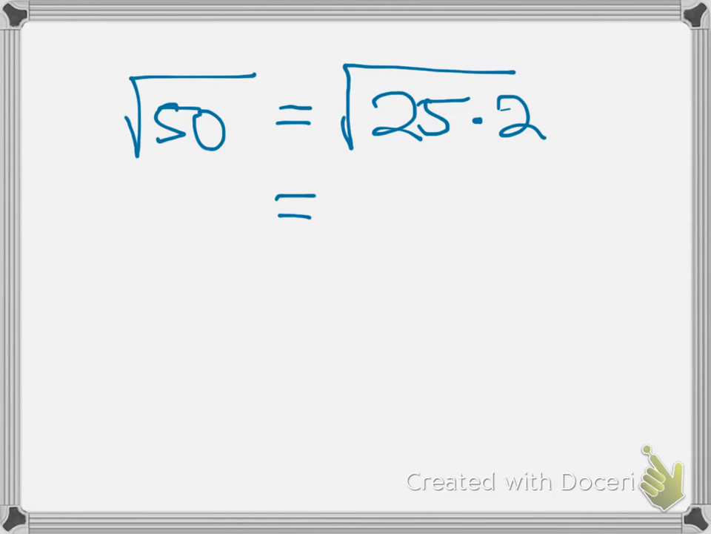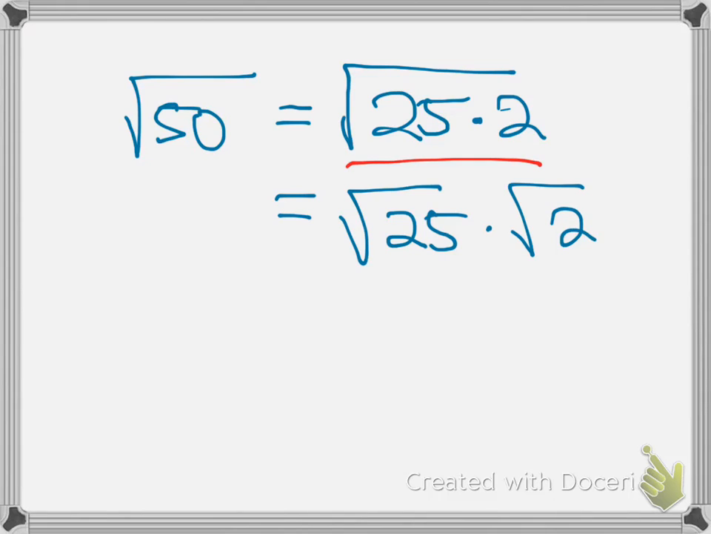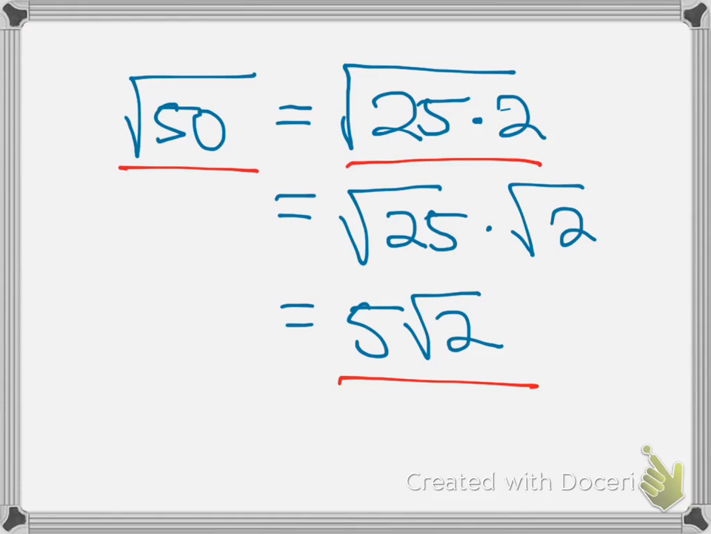So we can use the inverse of the property we just looked at, and we can break up this product of 25 times 2 into two different radical expressions. It becomes the square root of 25 times the square root of 2. Of course the square root of 25 is just 5, which means we can rewrite the square root of 50 in its simplified form of 5 times the square root of 2.